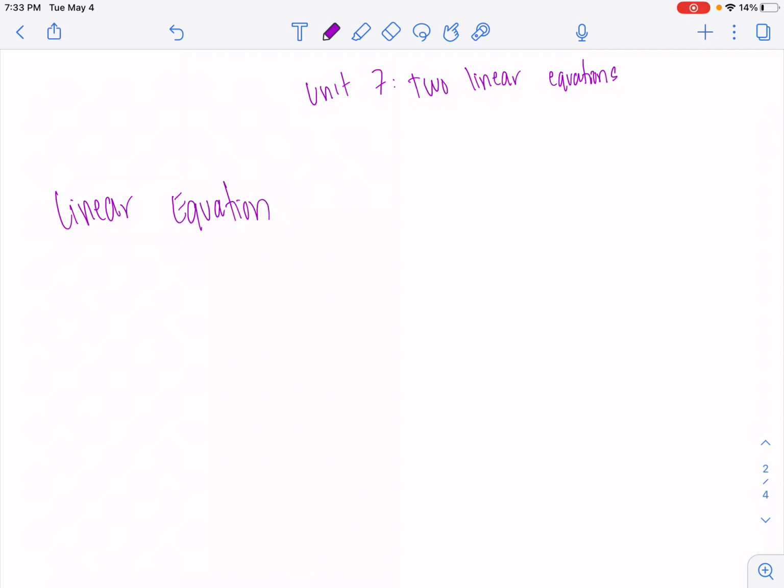Okay, so this is unit 7, and we are going to go into two linear equations, and looking for the solution of two linear equations. All right, so what's a linear equation? Let's just do a quick little review. A linear equation or a linear function, if you remember back from unit 2, is one equation that has two variables. So commonly we use x and y.